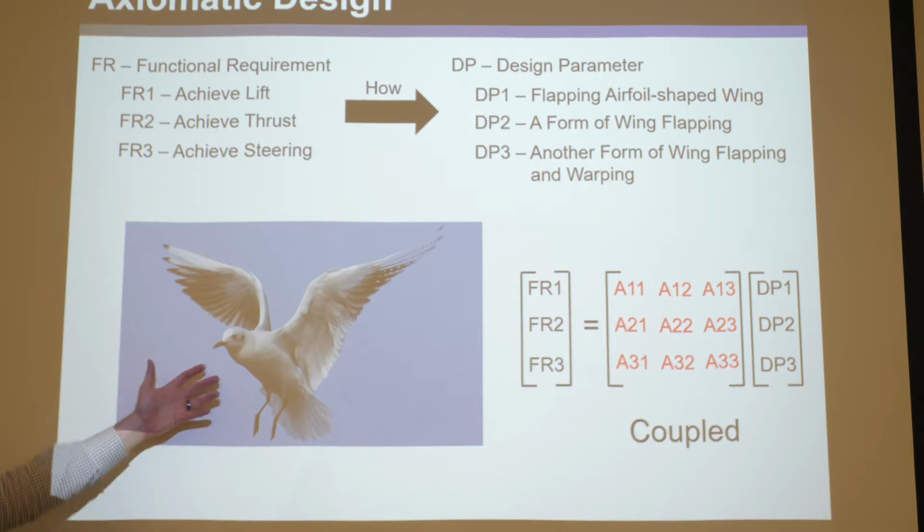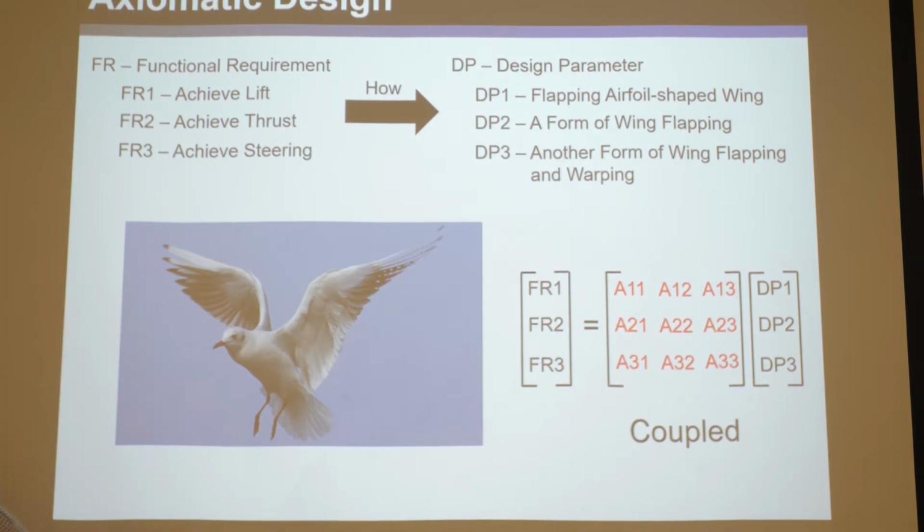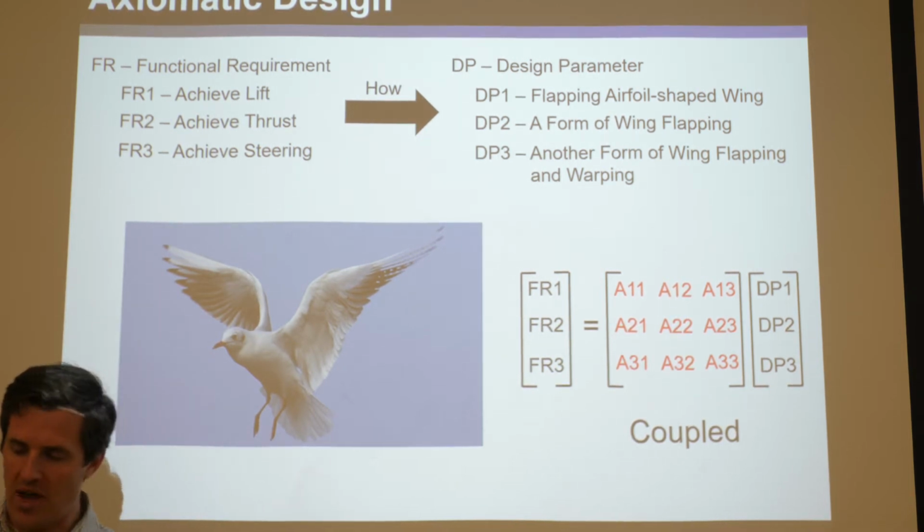But then you look at nature, and it totally breaks all the rules. Not only is nature highly complex, it doesn't keep any design simple, but it's massively coupled. So you look at a bird, how it achieves the same three functional requirements. Well, it achieves lift, thrust, and steering by flapping. So yes, they have airfoil wings, but they also achieve lift by flapping. They achieve thrust by flapping, and they achieve steering by flapping and moving their wings.